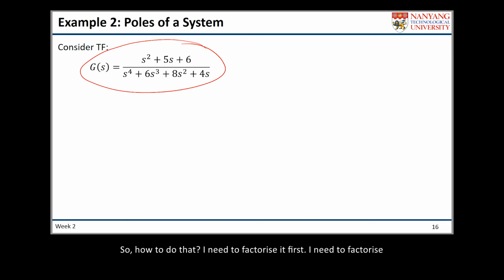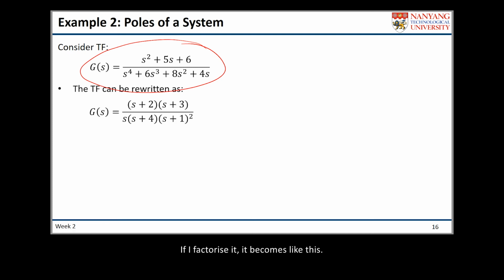So how to do that? I need to factorize it first. I need to factorize both the numerator and the denominator. If I factorize it, it becomes like this. The numerator, of course, you can factorize easily. It's a second order polynomial, a quadratic equation. You can factorize it easily using the ABC formula. We are very familiar with this formula.